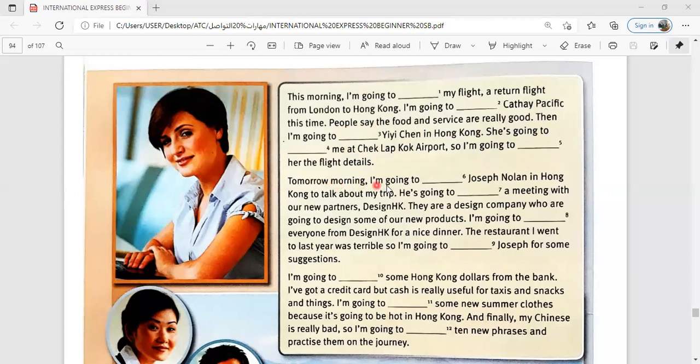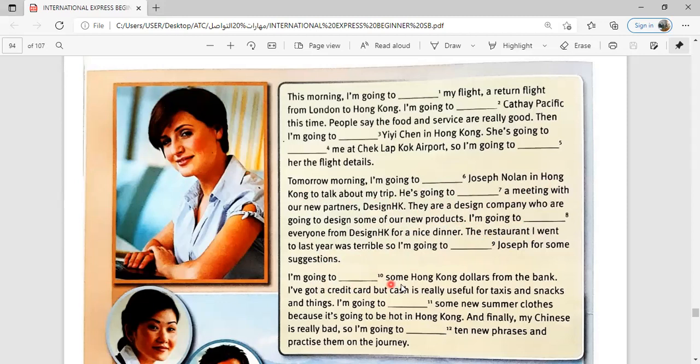Tomorrow morning, I'm going to call Joseph Nolan in Hong Kong to talk about my trip. He's going to arrange a meeting with our new partners, Design HK. They are a design company who are going to design some of our new products. I'm going to invite everyone from Design HK for a nice dinner. The restaurant I went to last year was terrible, so I'm going to ask Joseph for some suggestions.